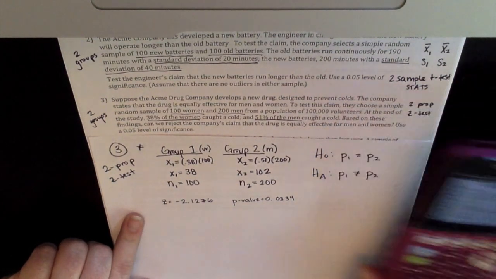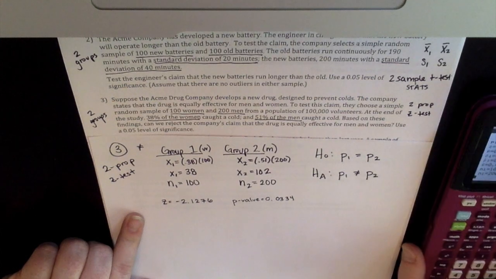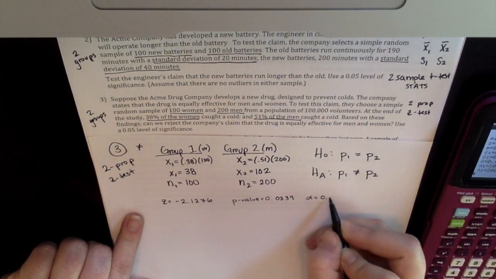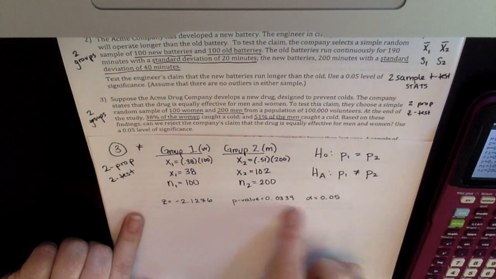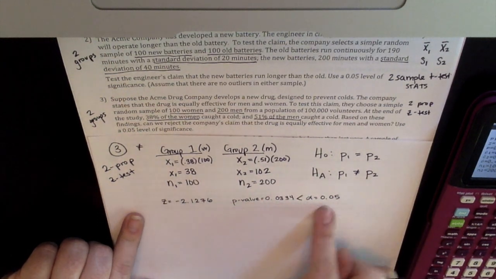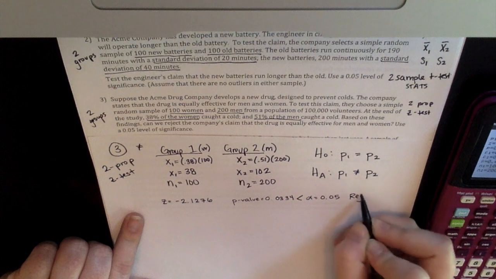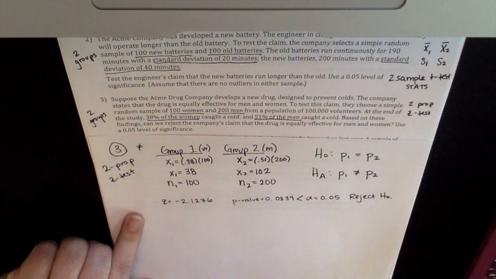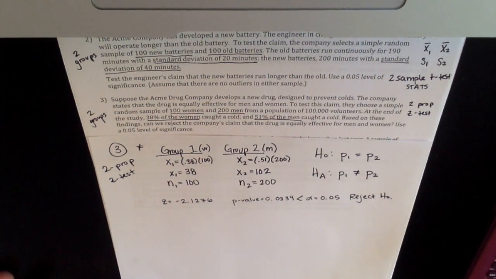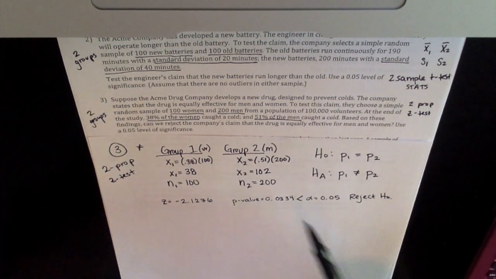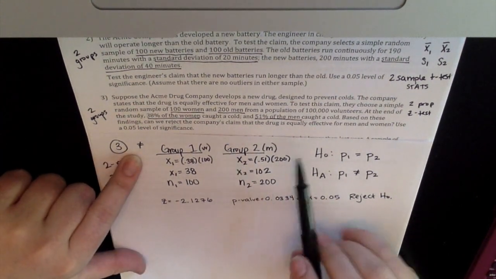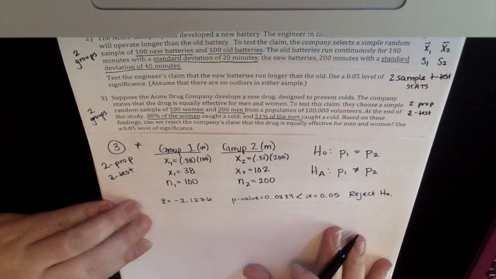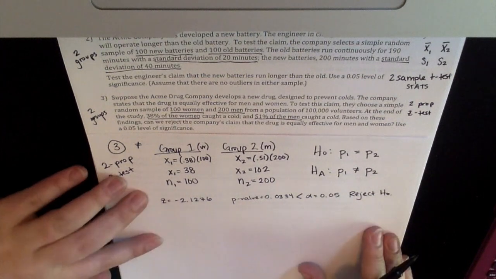Okay, let me get my calculator out of the way so I can make a conclusion. I want to compare this p-value to an alpha level of 0.05, and my p-value is again less than my alpha level, so we can reject the null. Okay? All right, so what kind of conclusion do we get to make? Now, we're going to reject the company's claim that the drug is equally effective. Okay? So we found that the drug is in fact not equally effective.